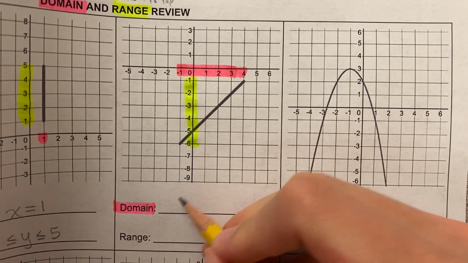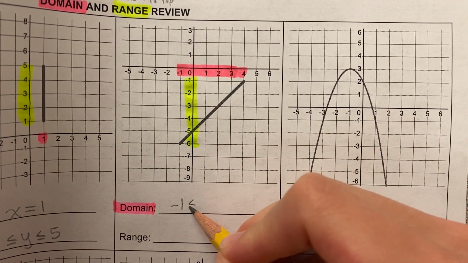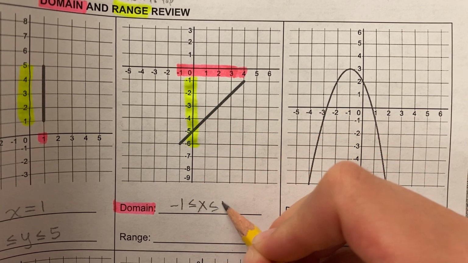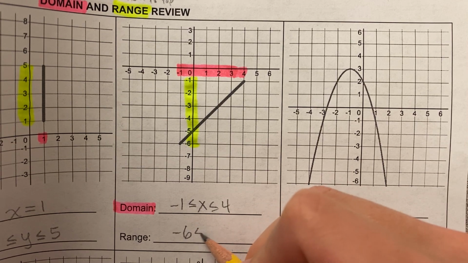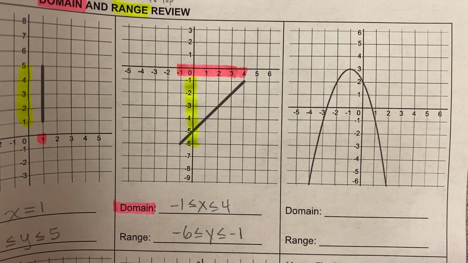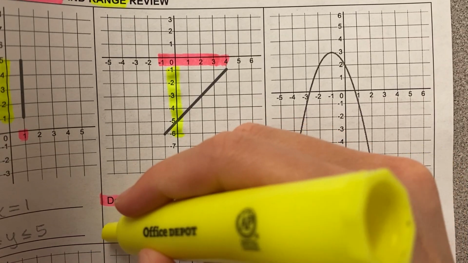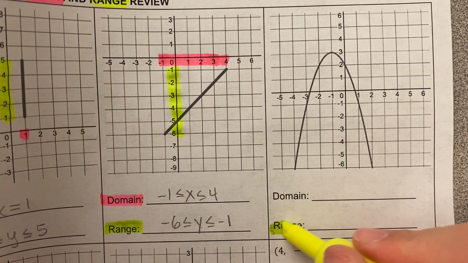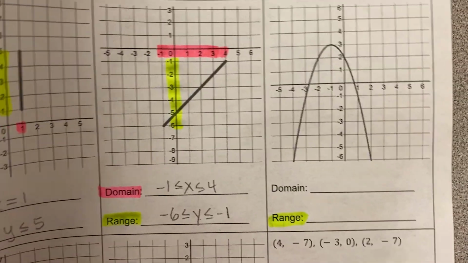Both of these are just ranges of numbers. So the x goes from -1 to 4, and the y goes from -6 y value up to -1. All right. Now this one, this parabola shape, that's what this is called. Let's do the domain first.